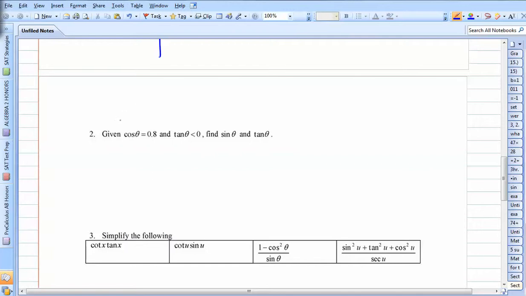Let's try another one. Here cosine is positive, but here tan is negative. So clearly we're going to be in the fourth quadrant. This will be 0.8, that would be 1. If you work it out, you get 0.6. We'll call it negative 0.6 since it's going down. So sine theta is easy. That just gets us negative 0.6.